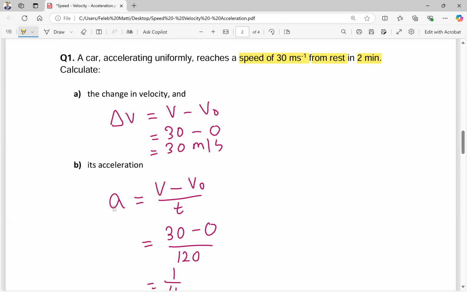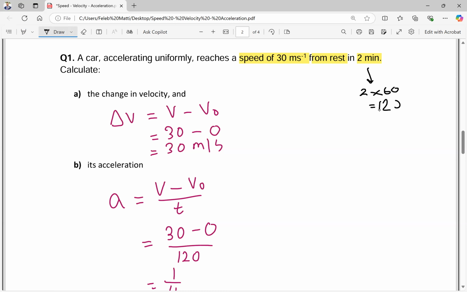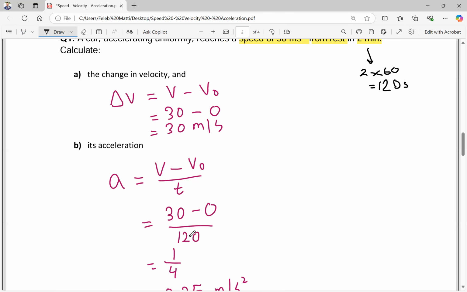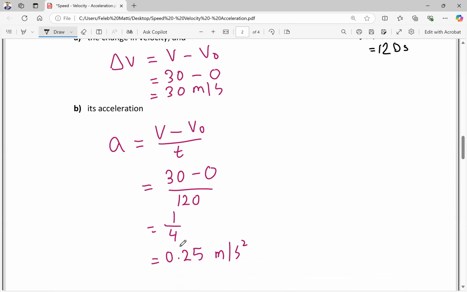And the acceleration equals V minus V naught over T. So we already calculated V minus V naught, which is 30, over the time taken. And we said the time taken is equal to 2 times 60, because we have 60 seconds in 1 minute, and we get 120 seconds. Okay, so now 30 over 120 equals a quarter, 1 over 4, and 1 over 4 is 0.25 meters per second squared.